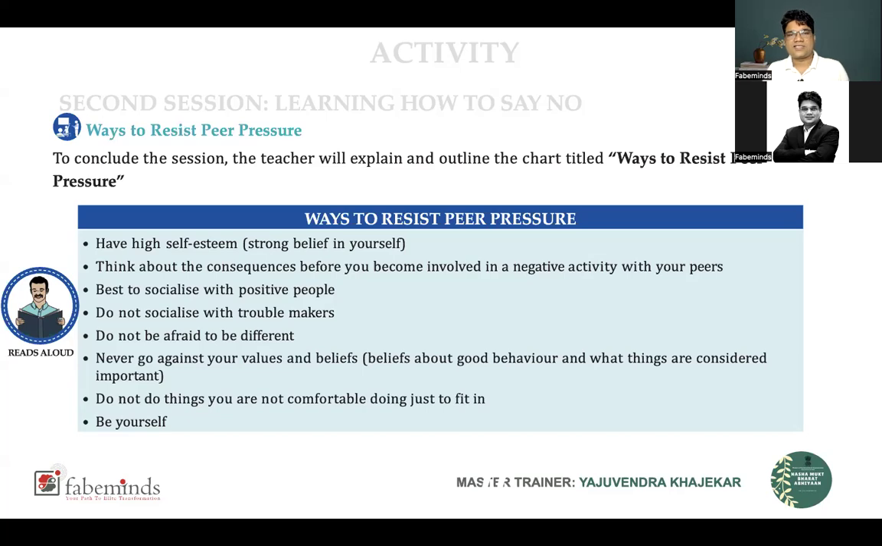Think about the consequences before you become involved in negative activity with your peers. Next, it is best to socialize with positive people. Fourth, do not socialize with troublemakers. Fifth, do not be afraid to be different. Okay, so if someone is going towards the negative way, you're not going. So do not be afraid of being different apart from that group. Okay, so never go against your values and beliefs.